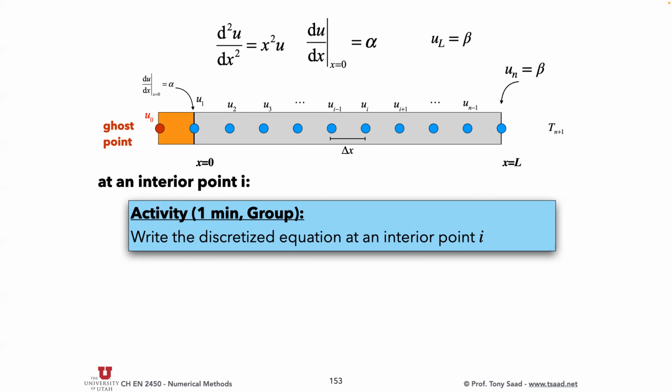Now I simplify, I multiply by delta x squared on both sides. So you get a delta x squared times xi squared times ui. And you have ui and ui, you combine them together. So you get your discrete equation: ui minus 1, minus 2 plus delta x squared times xi squared, ui, plus ui plus 1 equals 0. Okay.